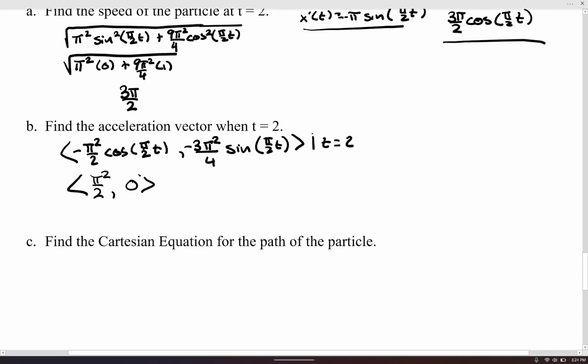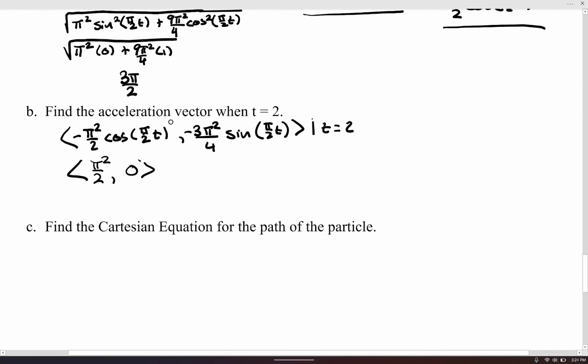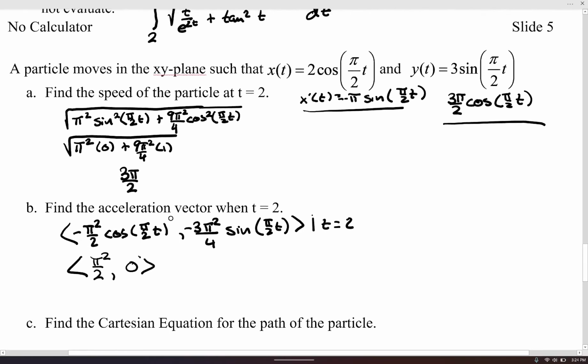Find the Cartesian equation for the path of the particle. I'm going to do letter C up here where I can see the equations. The pi over 2 t and pi over 2 t are the same, so it's going to be x squared over 4 plus y squared over 9 is equal to 1.